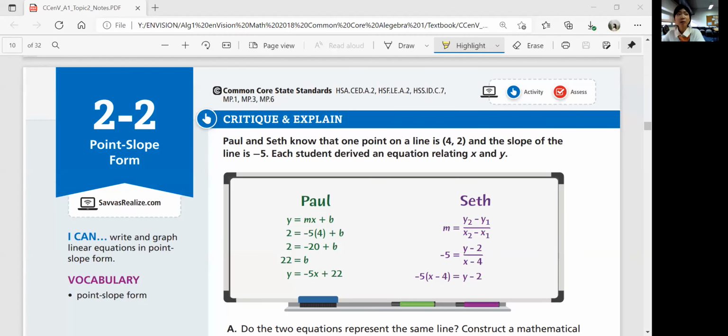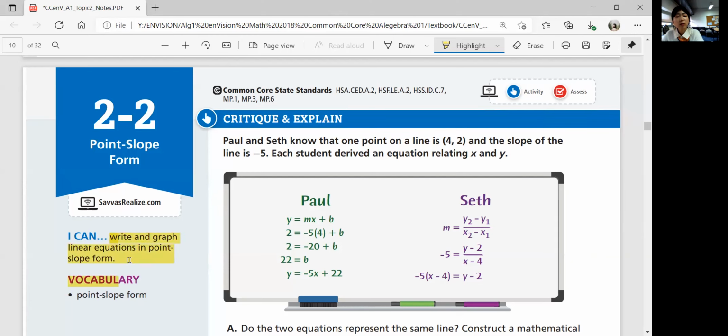Hi, this is Algebra 1, Lesson 2-2. In Lesson 2-2, we're going to learn about point-slope form. Lesson 2-1, last lesson, was about slope-intercept form. And today is going to be another form called point-slope form. After this lesson, you will be able to write and graph linear equations in point-slope form.